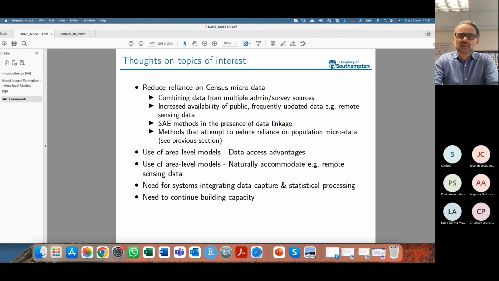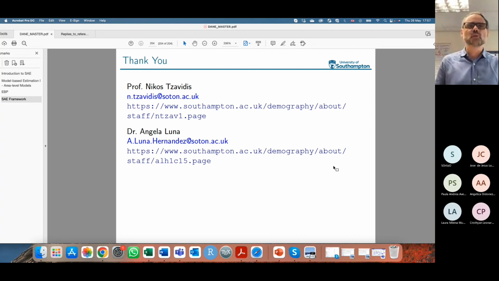I think there are other things about integrating systems of data capture and statistical processing, but this is not for this training. I think this is all we had to say, formally what we wanted to cover as part of this training.